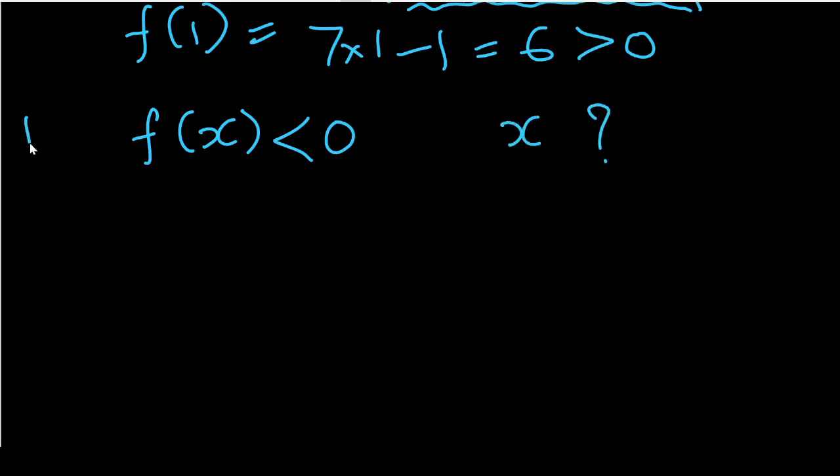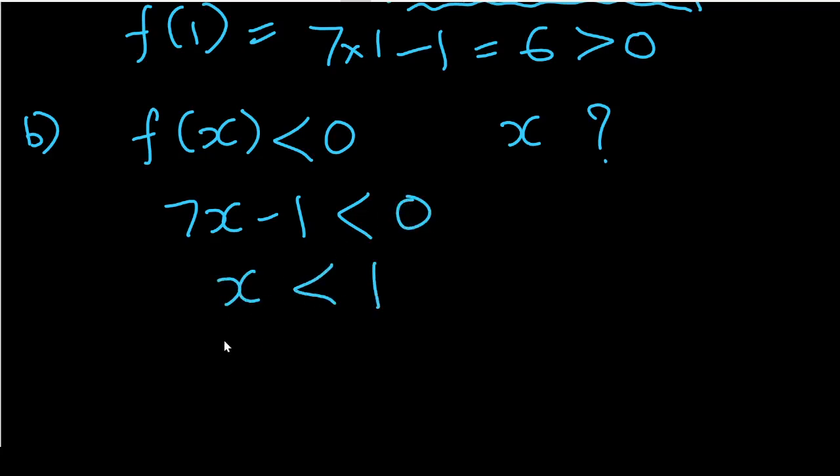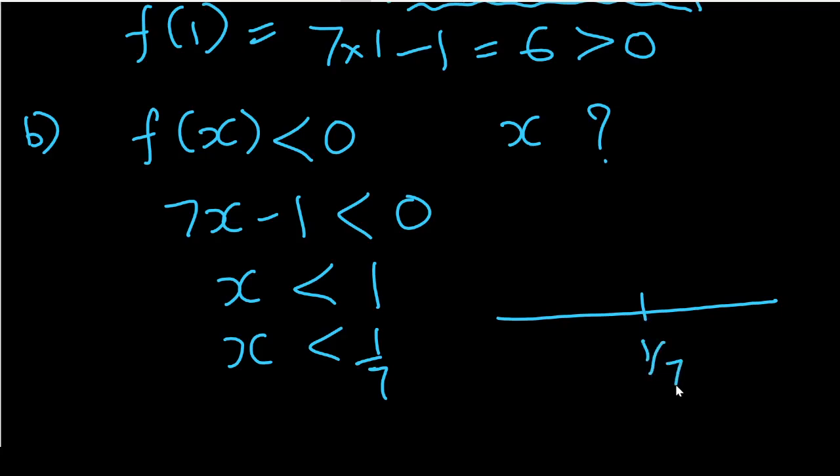what is x? Let's say this is part B of this discussion. So 7x minus 1 less than 0, again adding 1 both sides and then taking 7 in the denominator, x less than 1 by 7. After plotting 1 by 7, x less than 1 by 7 is the left side of the number line, minus infinity to 1 by 7. So f(x) is negative means we will write a minus sign.